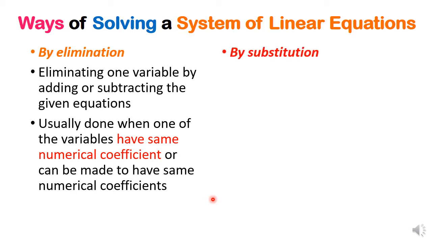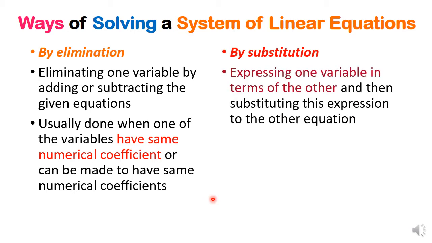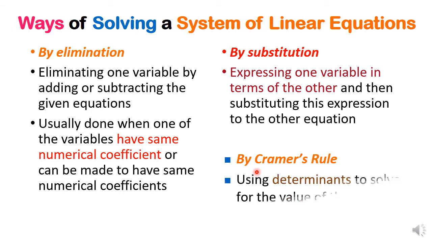By substitution, what we mean there is to express one variable in terms of the other and then, just like the name suggests, substituting this expression to the other equation. By Cramer's rule, what we want there is to use determinants to solve for the value of the variable. So here, we're going to recall the formula for the determinants.